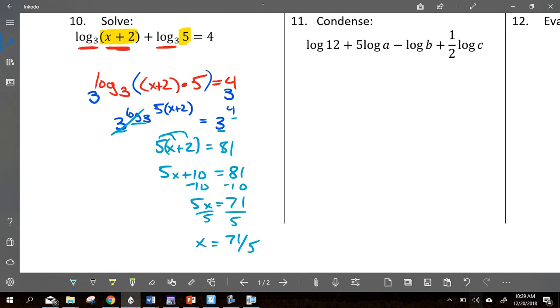Solving a log, we condensed it first. When you have more than one log, we had to push it together to get just one log. To get rid of log base 3, I raised both sides as 3 to a power. I did that in my calculator, 3 to the 4th power to get 81. And then I reduced from there.